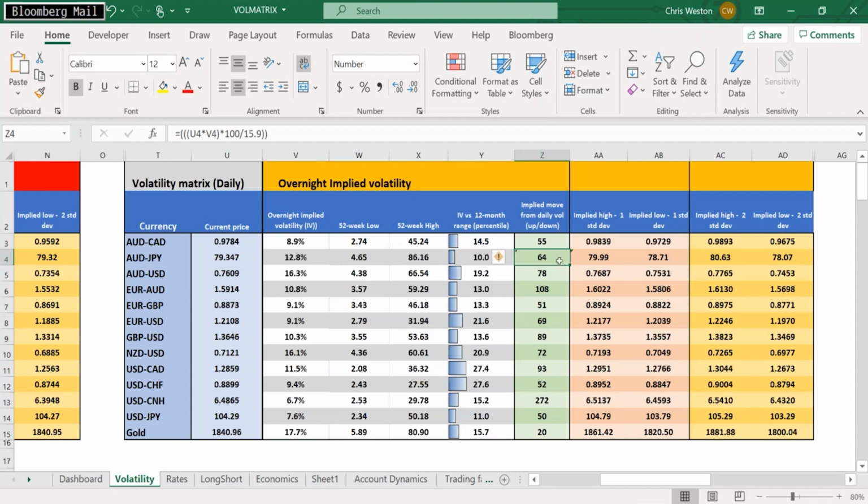So this is an annualized number. We're going to bring it back to get a daily implied move, and we do that by dividing it by 15.9. And we can see that the market is implying a move on the day of 64 pips.